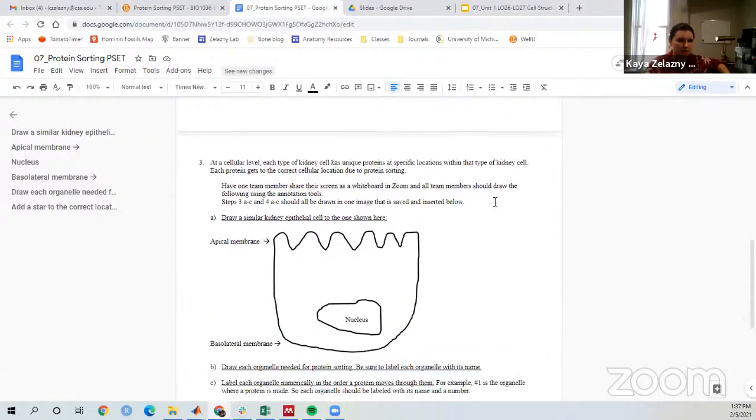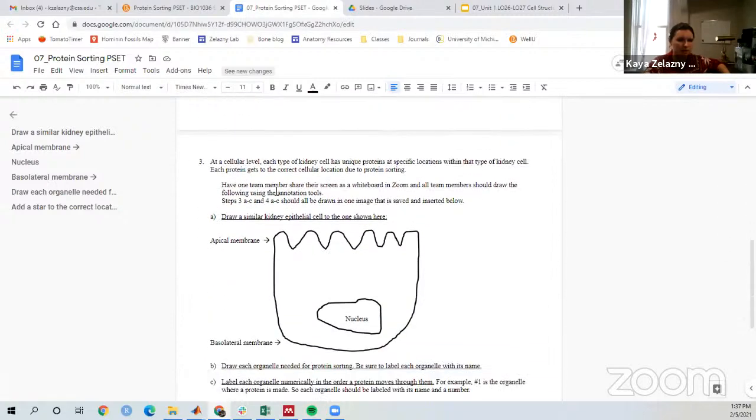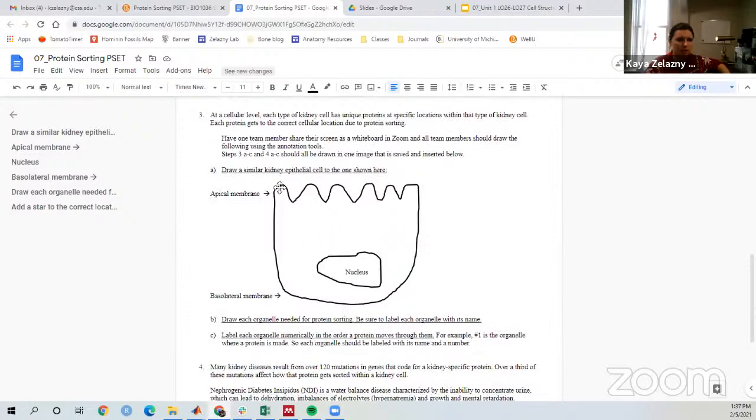Okay. So then for number 3, what you're going to do is draw a little cell. We've done the initial drawing for you, and you're going to add in some of the organelles. So you're going to be adding in organelles you need for protein sorting. So go through the slides, take a look at which ones those are and where you would want to position them in this cell, label them.